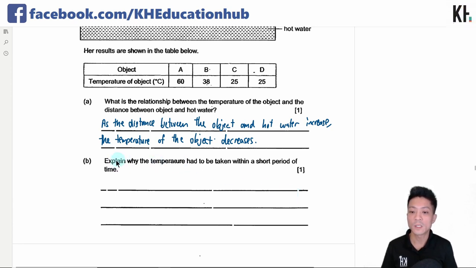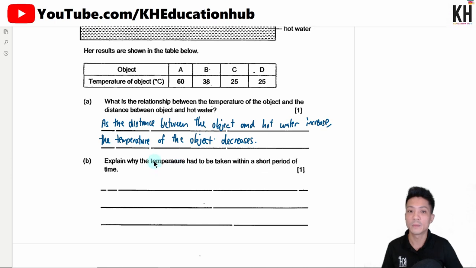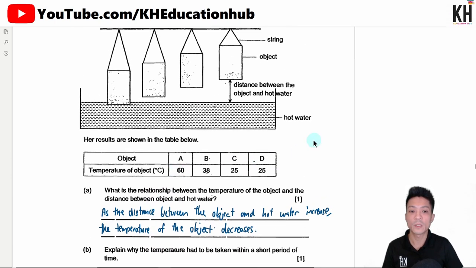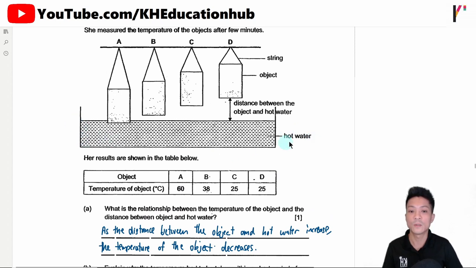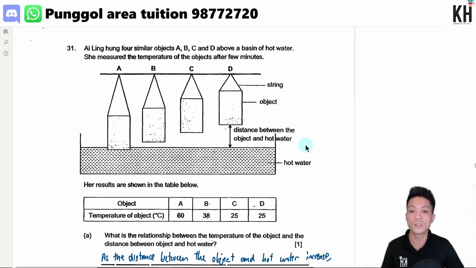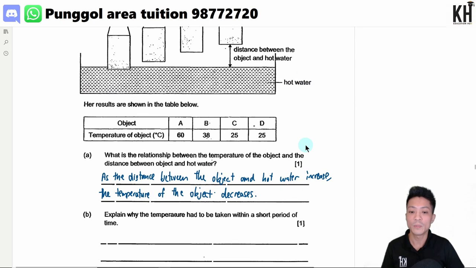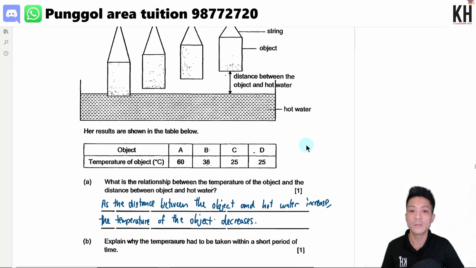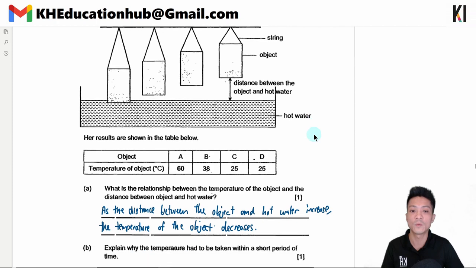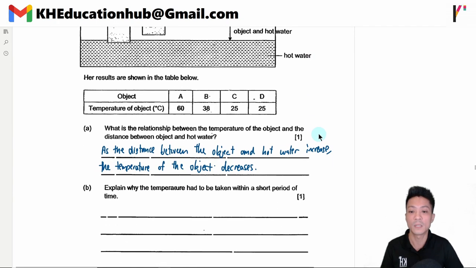Okay, part B, explain why the temperature had to be taken within a short period of time. The reason is quite simple, because the basin of hot water will always be losing heat to the surroundings. So if the temperature is not taken within a short period of time, then the hot water will start to lose its heat energy, and then the results of the experiment will not be that accurate anymore.